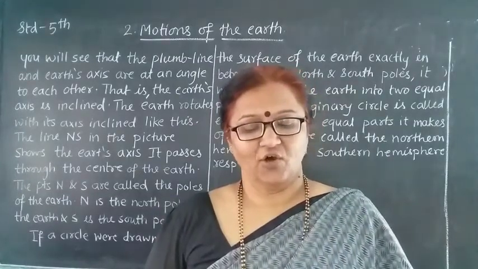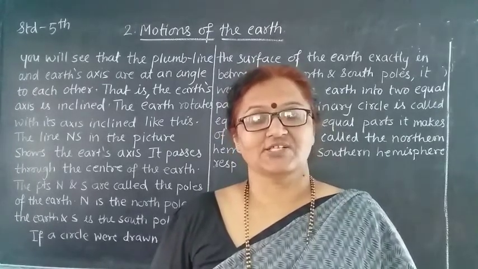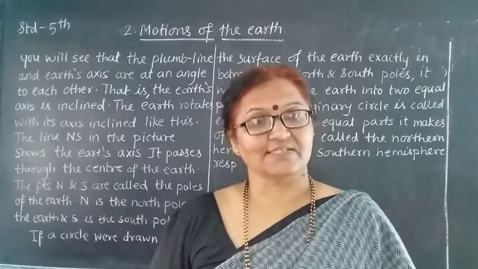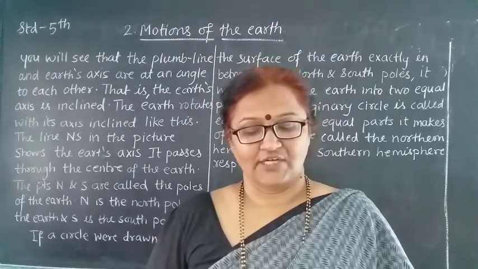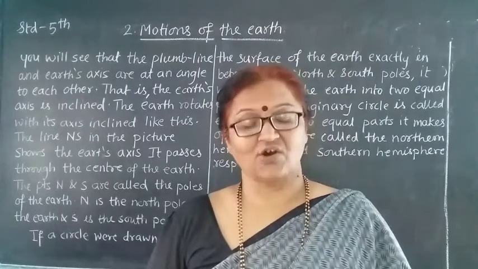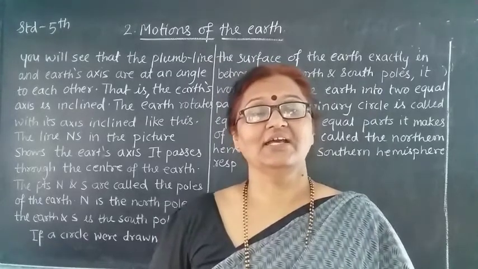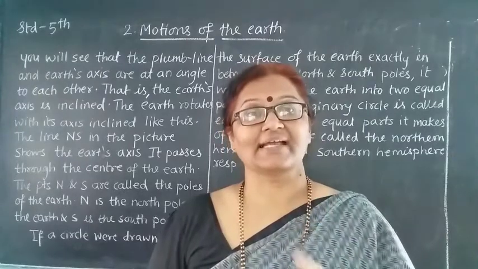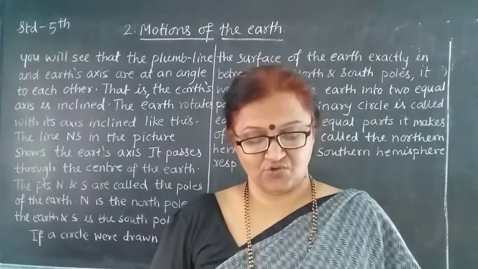The turning of an object around itself is called a rotation. Suppose an object turns around itself, then it is called a rotation. And the imaginary line around which it rotates is called the axis of its rotation. Then see the next one, the earth's rotation.